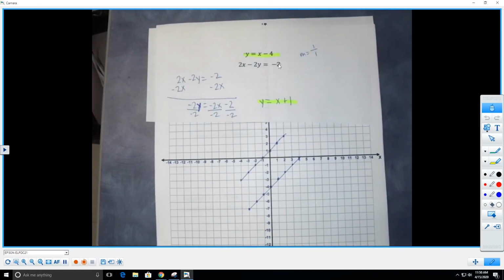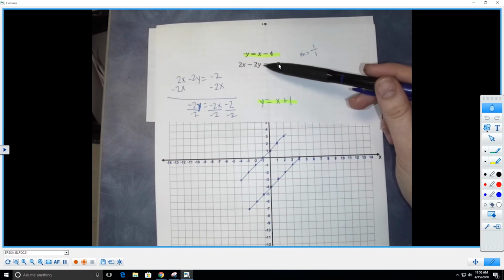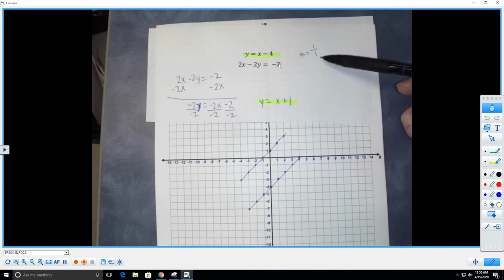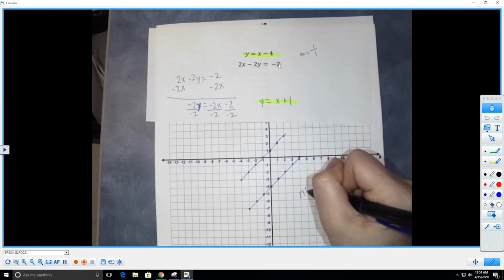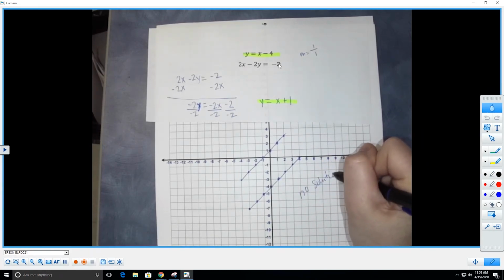What do you notice about these lines? Did you see that the equations had the same slope but different y-intercepts? In lesson 11, we said that a system like this would have no solutions because the lines were parallel. Therefore, the lines would never intersect. This is a graphical model of a system of linear equations that has no solutions.